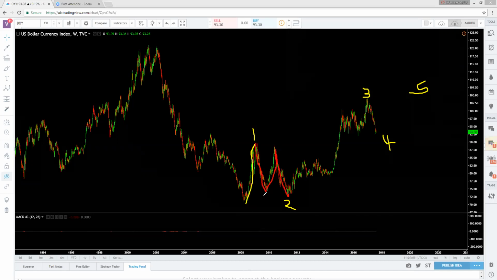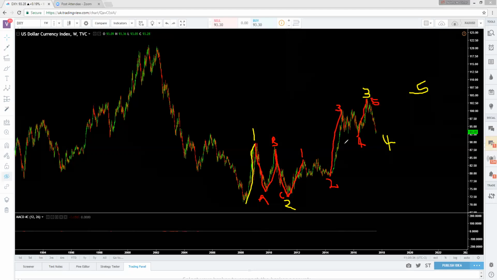And we'll label that ABC in this degree. That is your wave 2. Okay, so now let's look at this. You can see that we've got another impulse up, we got another impulse up, and we've got another impulse up. So we've got 3 impulses. That could be a 1, 2, 3, a wave 4, and a 5.